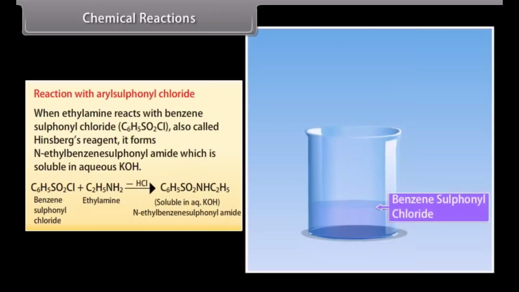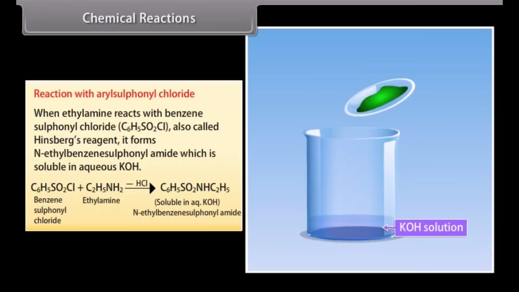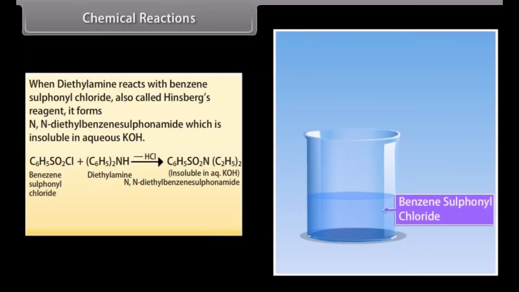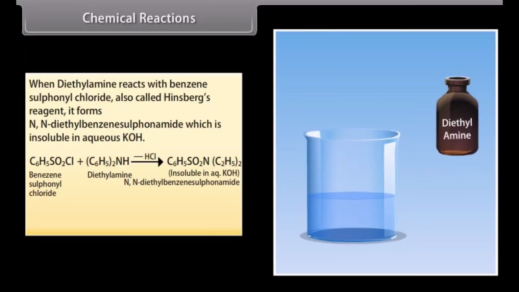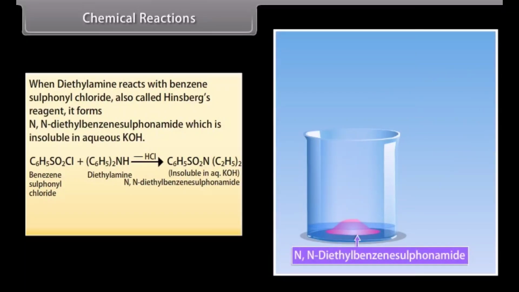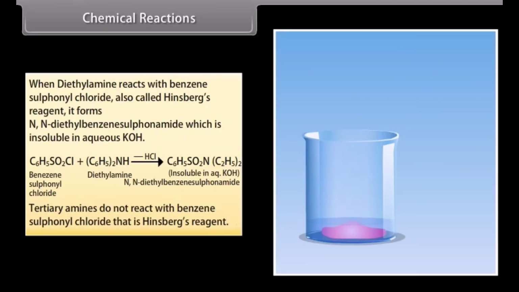Reaction with aryl sulfonyl chloride. When ethylamine reacts with benzene sulfonyl chloride, also called Hinsberg's reagent, it forms N-ethylbenzene sulfonamide, which is soluble in aqueous potassium hydroxide. When diethylamine reacts with benzene sulfonyl chloride, also called Hinsberg's reagent, it forms N,N-diethylbenzene sulfonamide, which is insoluble in aqueous potassium hydroxide. Tertiary amines do not react with benzene sulfonyl chloride, that is Hinsberg's reagent.